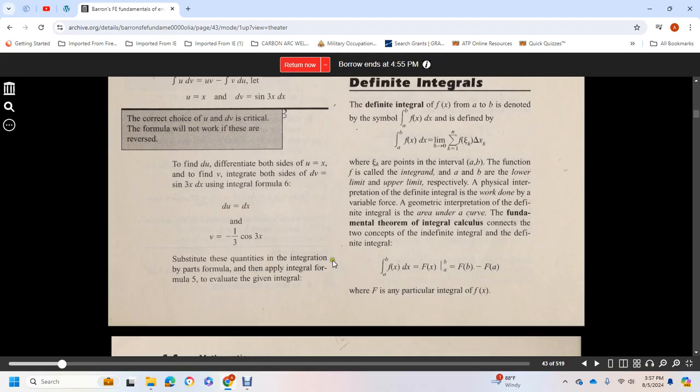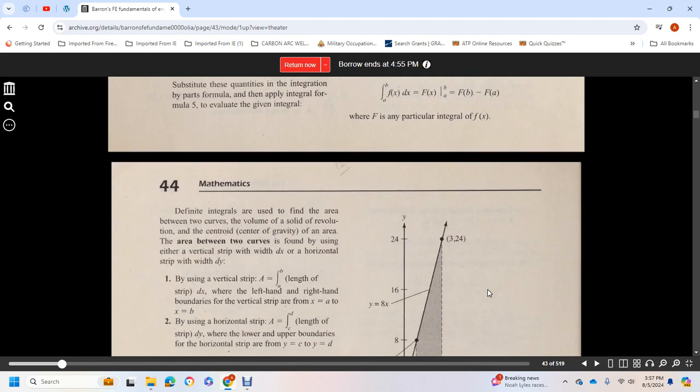Alright, so the definite integral of f(x) dx from a to b is equal to F(b) minus F(a), where F is the indefinite integral of f(x). Definite integrals are used to find the area between two curves, the volume of a solid of revolution, and the centroid, or center of gravity.